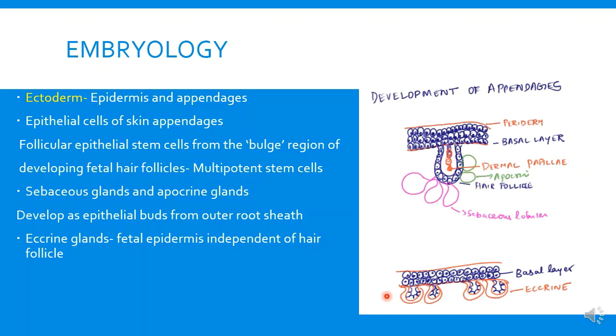Eccrine glands arise from the fetal epidermis. They bud from the fetal epidermis independent of the hair follicle. And that is why most of the time sebaceous glands are almost always seen in association with hair follicle, and so are apocrine glands. Pilosebaceous unit comprises the hair follicle, sebaceous glands, and apocrine glands when present, and is surrounded by the erector pili muscle.